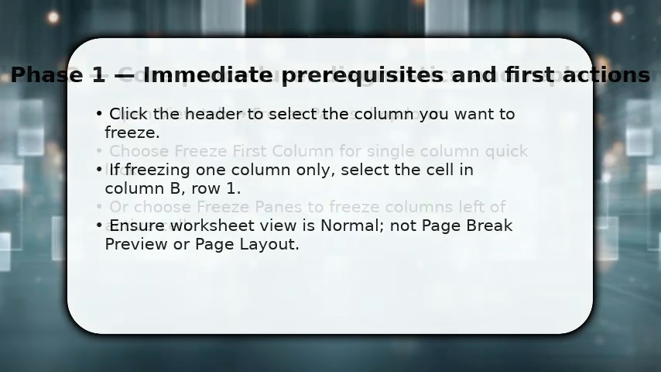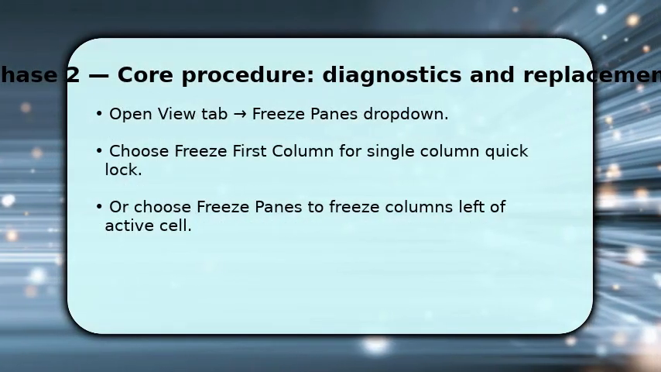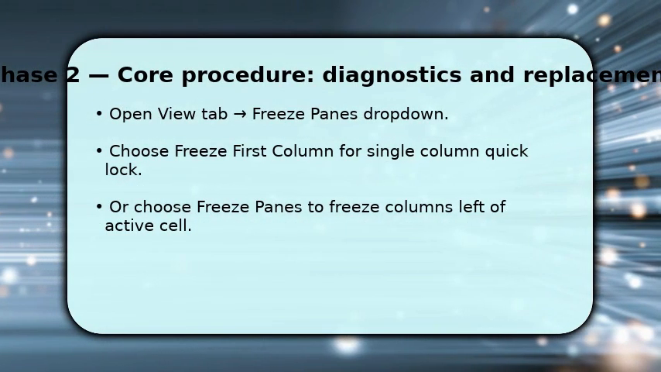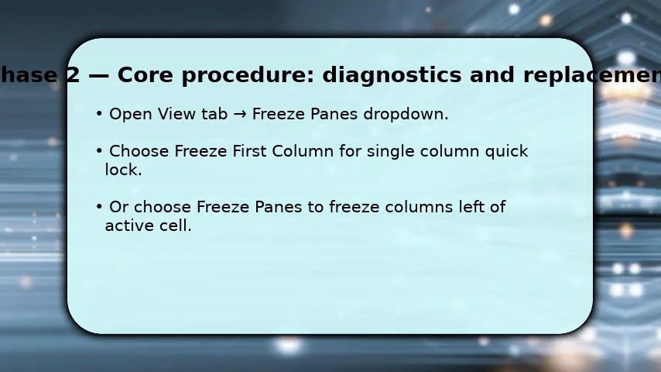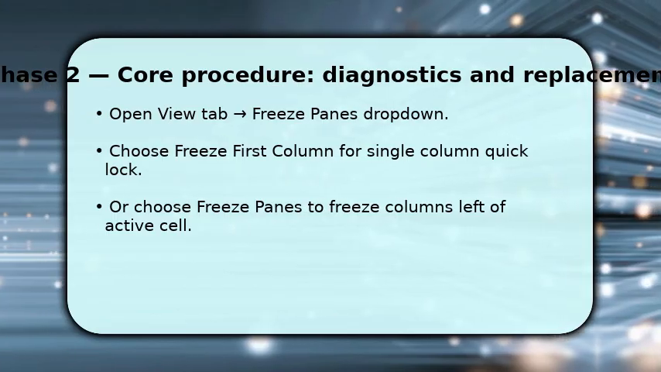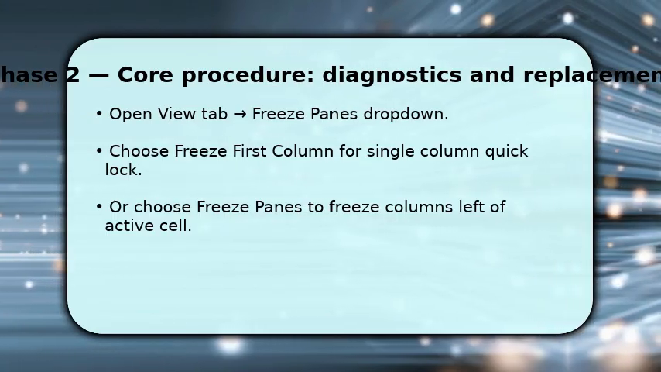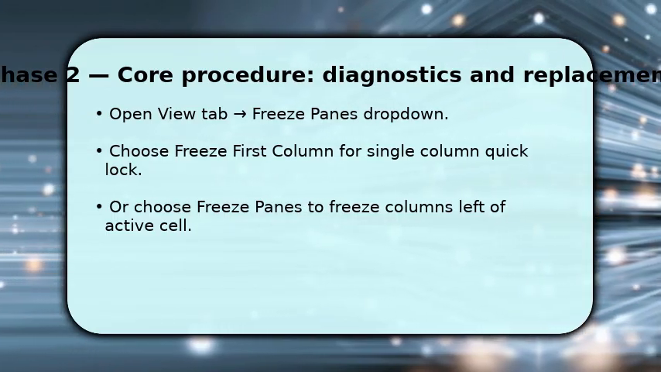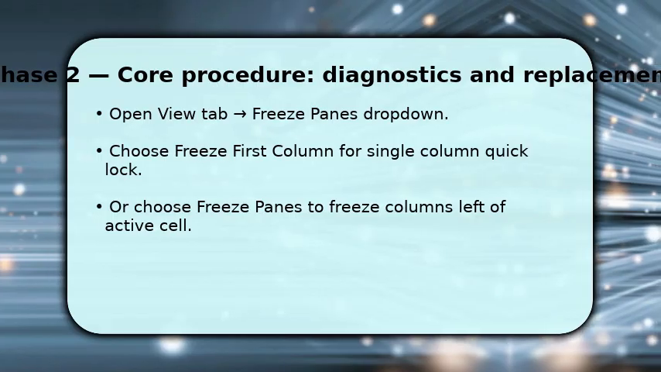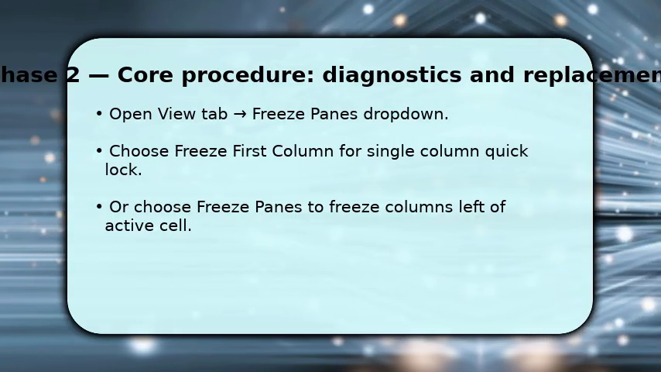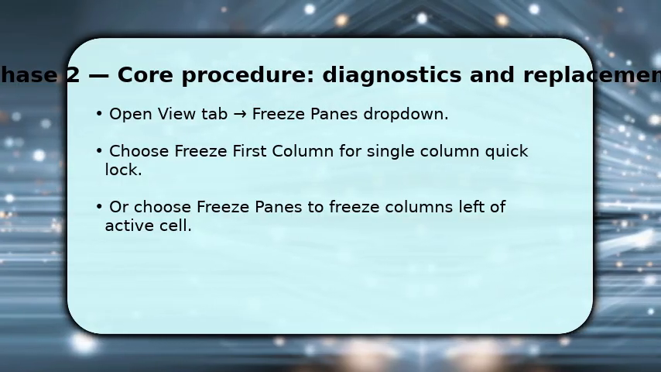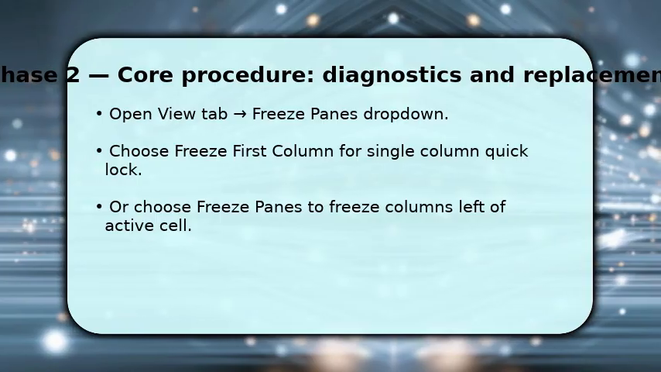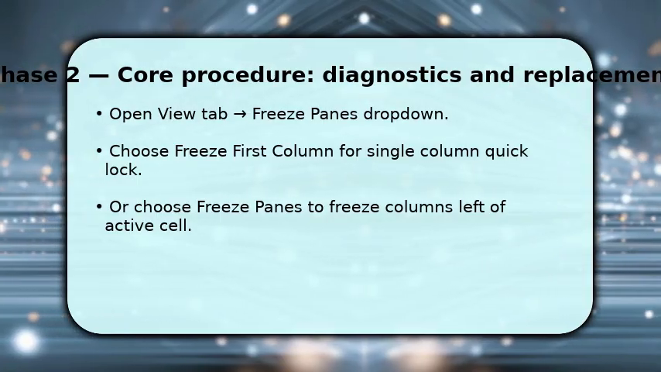You now apply the actual freeze. This is where the why matters. Open the View tab and click Freeze Panes. Excel offers two useful choices. If you only need the very first column fixed, pick Freeze First Column for a one-click solution. For any other column, use Freeze Panes. Excel will lock all columns to the left of your active cell. This locks headers and keeps reference data visible as you scroll. It's essential for comparing wide datasets without losing context.